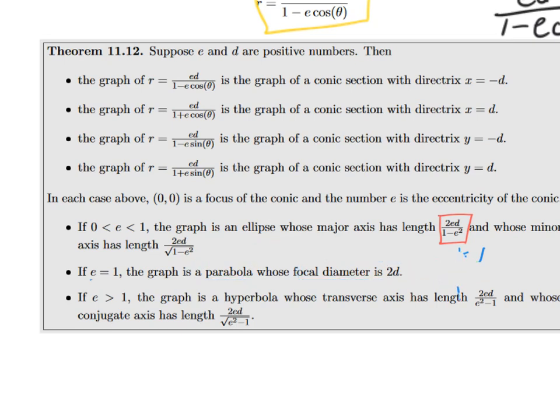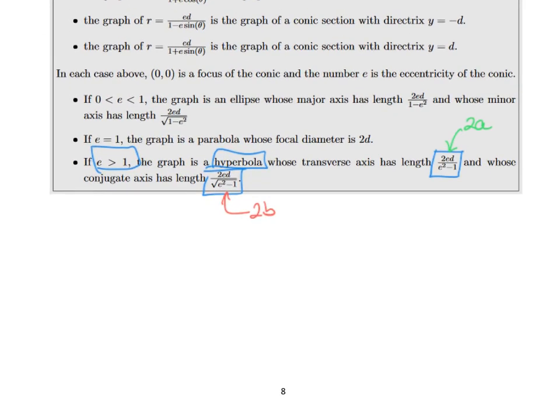Now, my last one is when E is greater than 1. If E is greater than 1, then what I have is a hyperbola. The transverse axis has a length of 2ED over E squared minus 1. The conjugate axis is 2ED over the square root of E squared minus 1. Now we want to think of this as being, because this is the transverse axis, that's like saying 2a. And if this is the length of the conjugate axis, this is like saying 2b when we were doing it in the xy plane.